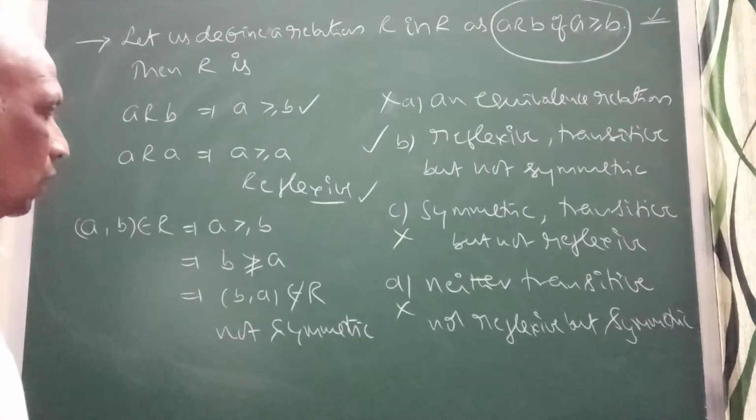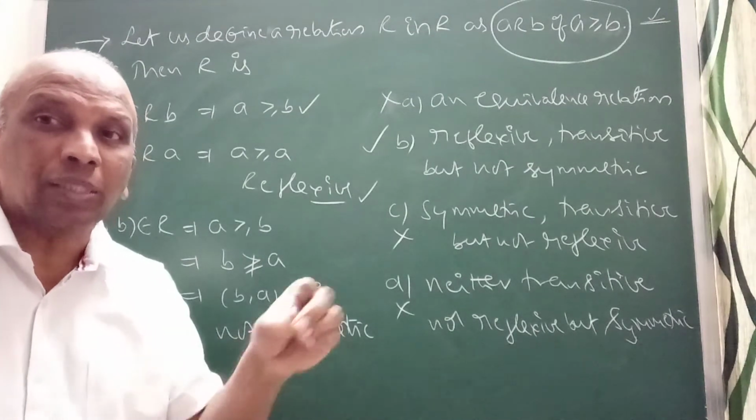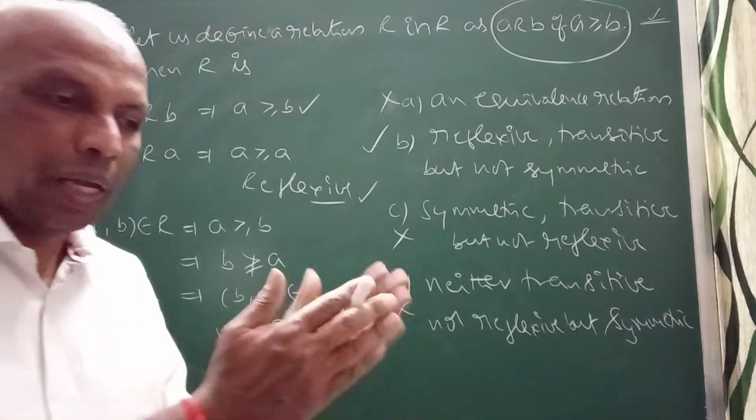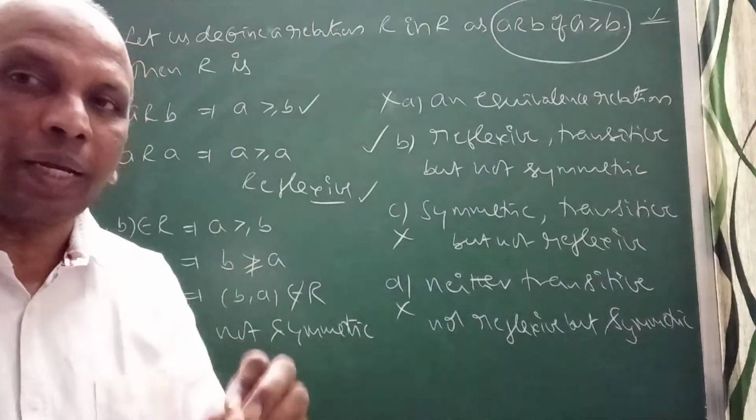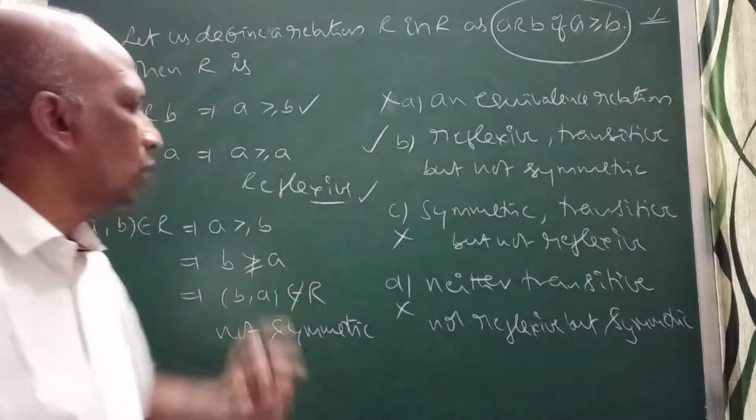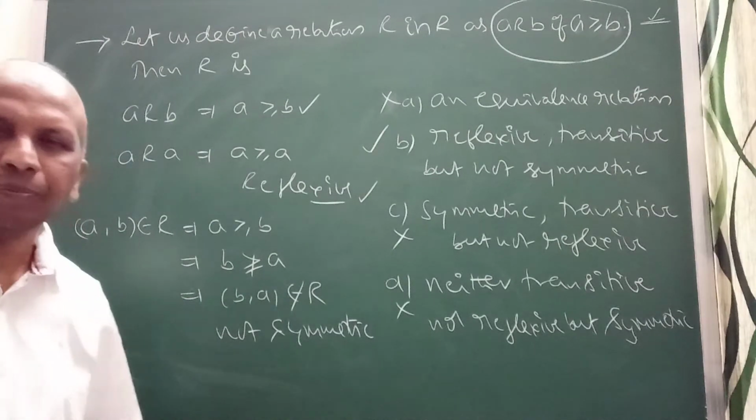What about transitive? If (A, B) belongs to R, A less than or equal to B. (B, C) belongs to R, B less than or equal to C. A less than or equal to B, B less than or equal to C, so A less than or equal to C. Clearly it is transitive. So that is the reason: reflexive, transitive but not symmetric. Option B is your answer.